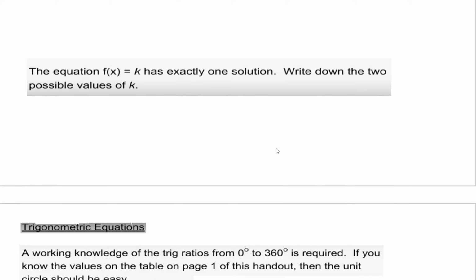The next one: the equation f of x equals k has exactly one solution. Write down the 2 possible values of k. So it's saying when I draw a line, it should only have one solution.